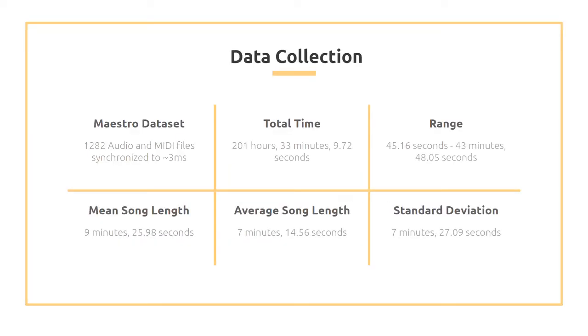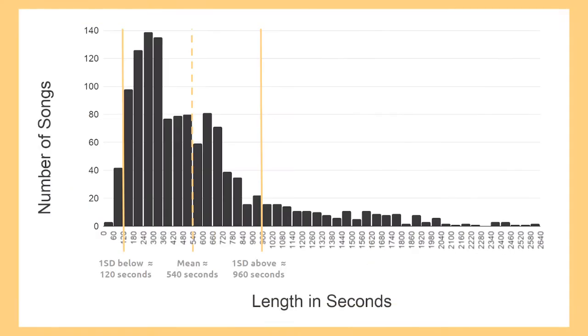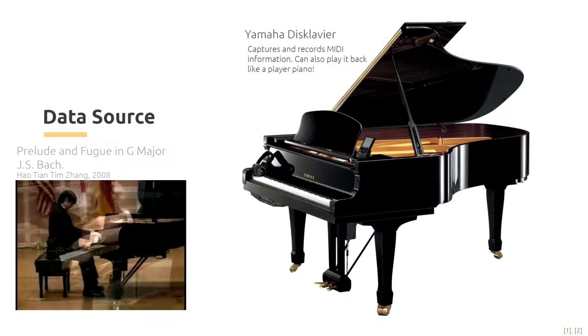The dataset used in this project is the Maestro dataset. This dataset contains over 200 hours of data, with songs ranging from 45 seconds to 43 minutes. The mean song length is about 10 minutes, and there is a standard deviation of lengths in this dataset of about 7 minutes. Here is a histogram visualizing the stats that I mentioned earlier. As you can see, the majority of songs are between 2 and 16 minutes.